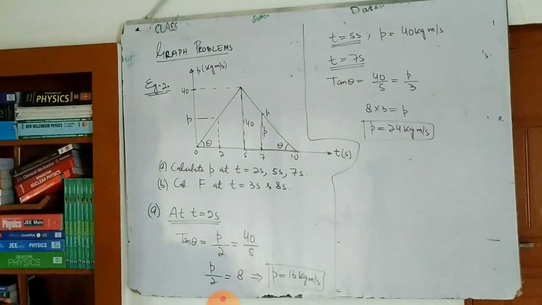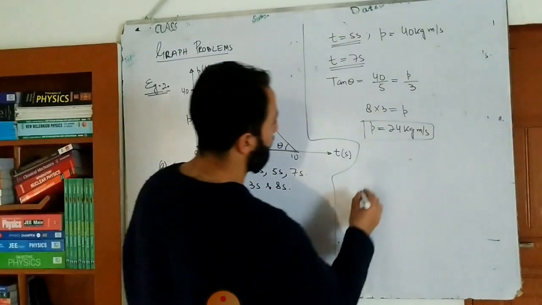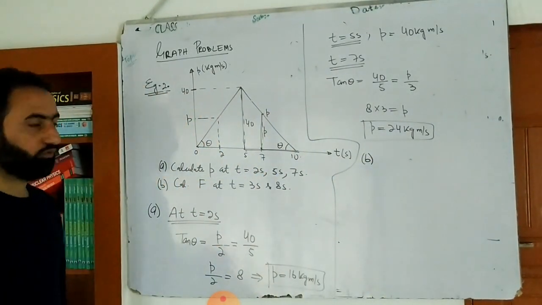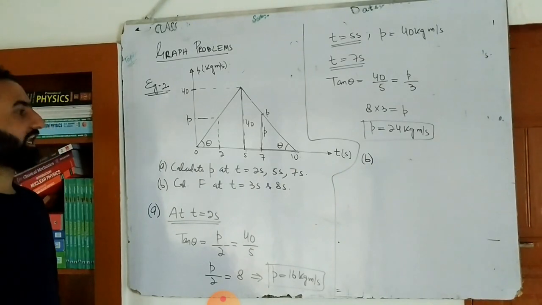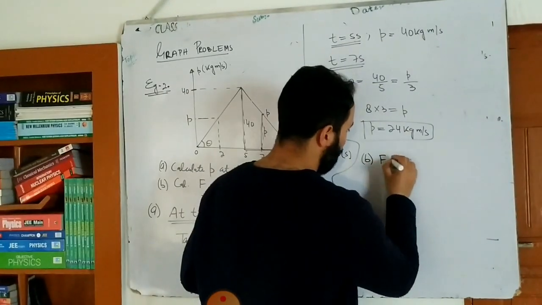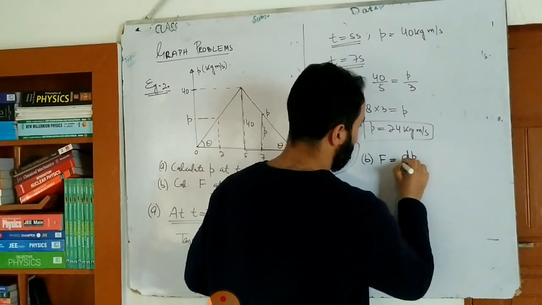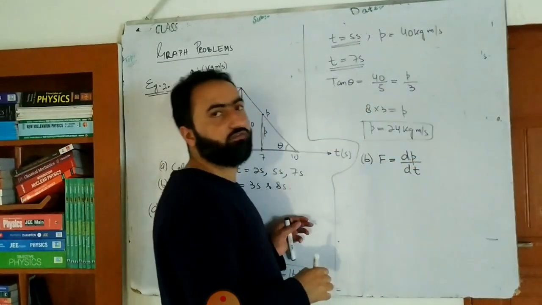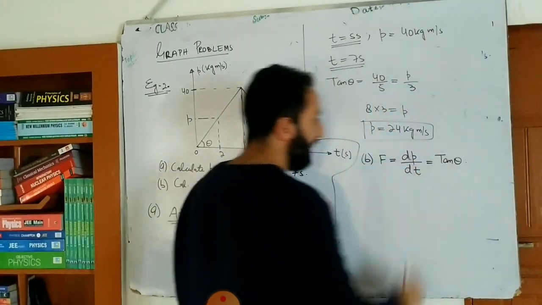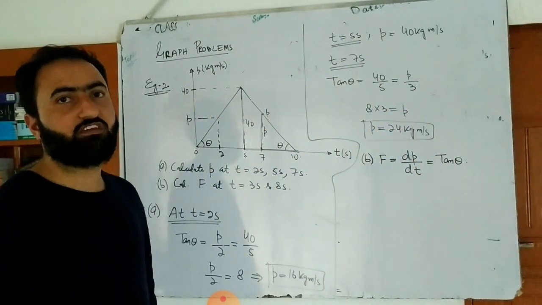Okay, so this is the way we calculate the momentum. Now next, B part. Pay attention, B part is like this. We will have to calculate the force at the time 3 seconds and at the time 8 seconds. From Newton's second law of motion, force is equal to dP divided by dt, the rate of change of momentum with respect to time, and that's also equal to tan theta. Tan theta implies the slope of the P versus T curve.